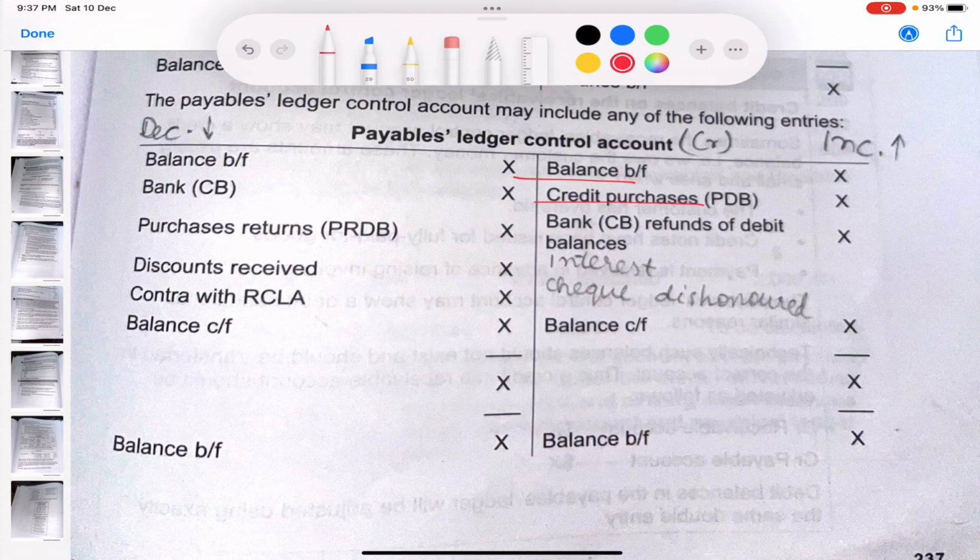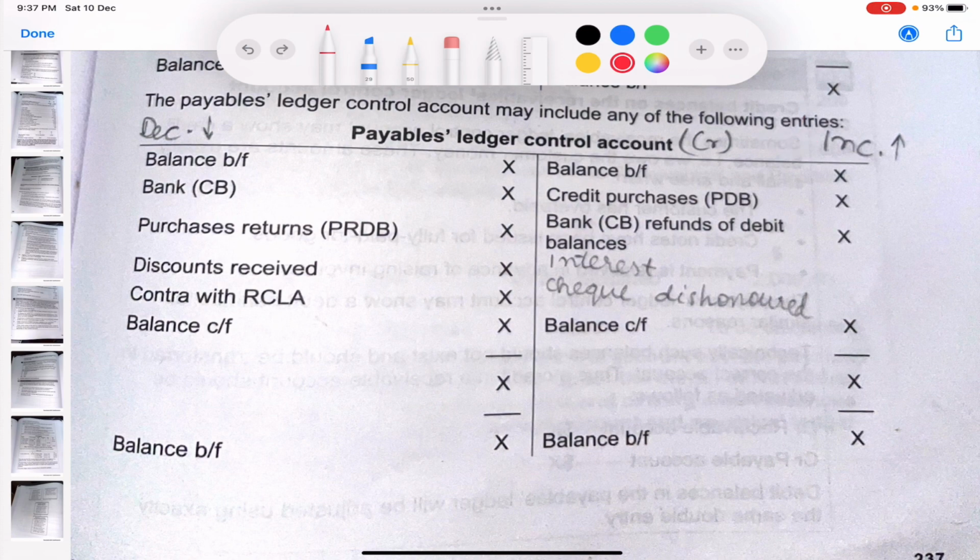So whenever you purchase something, what happens? What's the journal entry when credit purchases take place? Tell me. What happens when you purchase something? Purchases account gets debited and you credit the payables amount. So payables will get credited, obviously, right? Whenever I'm purchasing something, my payables increase, so I'm putting it down on the credit side.